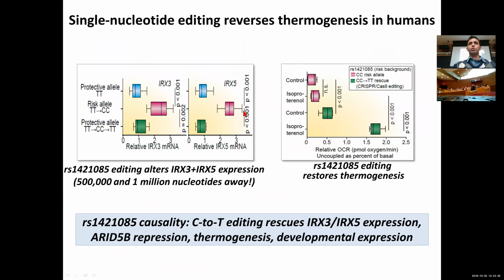And then to prove that this was due to that single nucleotide variant, we went ahead and edited that single nucleotide variant. We went from the protective allele to the risk allele and back to the protective allele. And what we found is that changing that single nucleotide, a million nucleotides away from these two genes, was leading to a massive overexpression of these genes if we go from the non-risk to the risk. And if we edit that nucleotide back, massive decrease in expression. And if you look at the cellular phenotypes, that single nucleotide change out of 3.2 billion nucleotides was able to take primary adipocytes from risk individuals who were completely unable to thermogenize and completely restore the process of thermogenesis. So that established that causality that we're after.